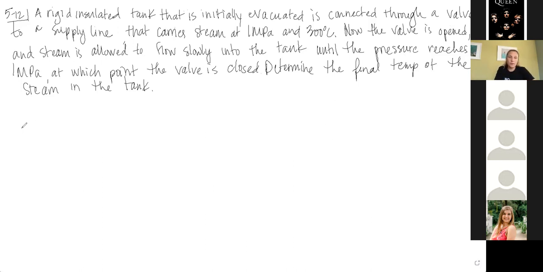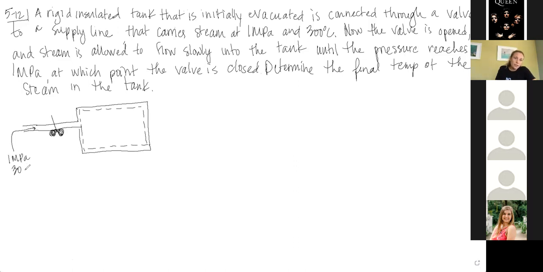Okay, so we have some sort of supply line that is pulling in steam to a rigid tank. So we have some sort of tank. This tank is actually going to be our control volume. And we have steam that's coming in through the supply line, where at first the valve is closed, then the valve is open. This is just a really rough schematic of a valve. The steam is coming in at 1 megapascal and 300 degrees Celsius. This tank is our control volume.